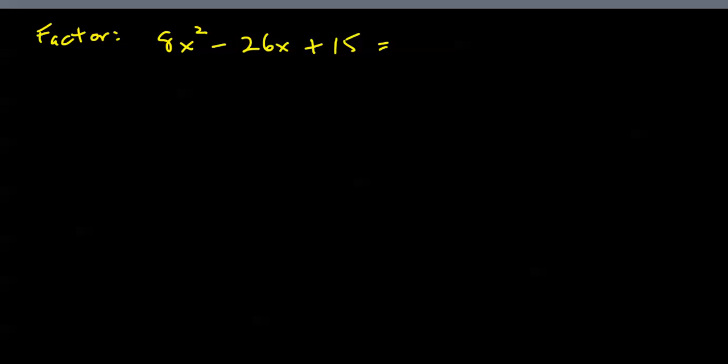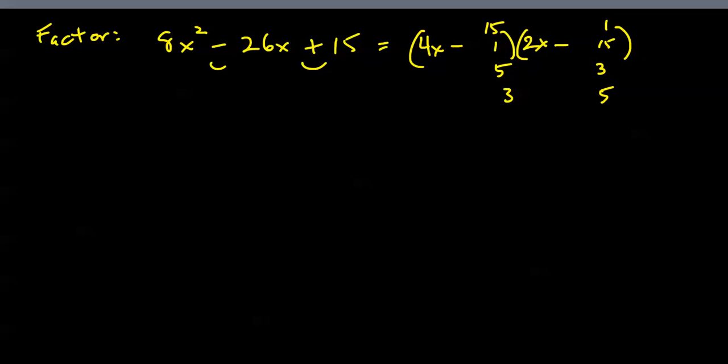Alright, if this sign is positive, well, again, that means the signs in between must be the same, either minus, minus, or plus, plus. If this sign is negative, that means they both must be the same negative, right? Alright, so that helps us out. 8x squared. I'm going to try 4x and 2x again, because I think we can find factors of 15. You could have 15 and 1, 1 or 15, 5 or 3, or 3 or 5. I think I see it here.